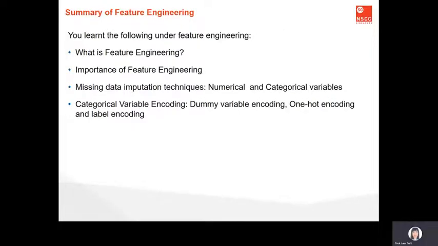For this section, you learned categorical variable encoding, whereby you can have dummy variable encoding, one-hot encoding, and label encoding. Thank you.